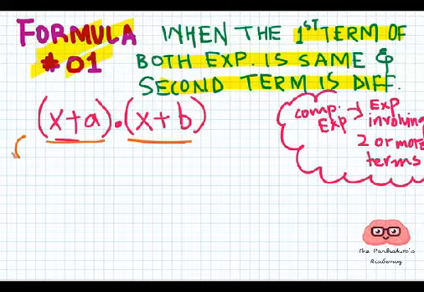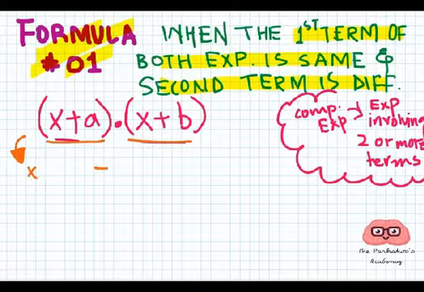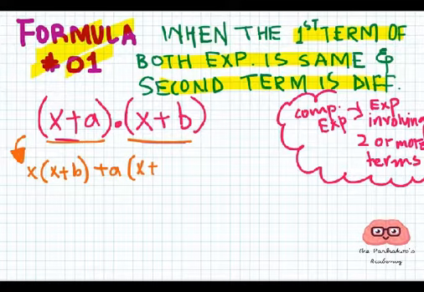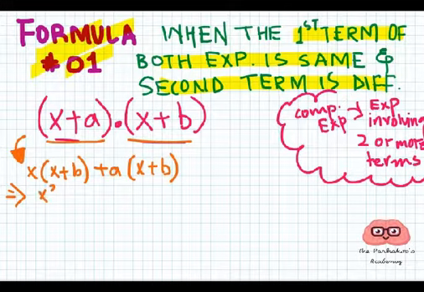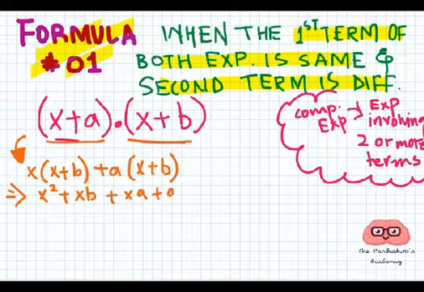The conventional way of doing multiplication of such expressions is to split the first expression and multiply it with the next expression. If you have any problem, you can watch my video on it. X squared plus xb plus xa plus ab. So this is how we do it.